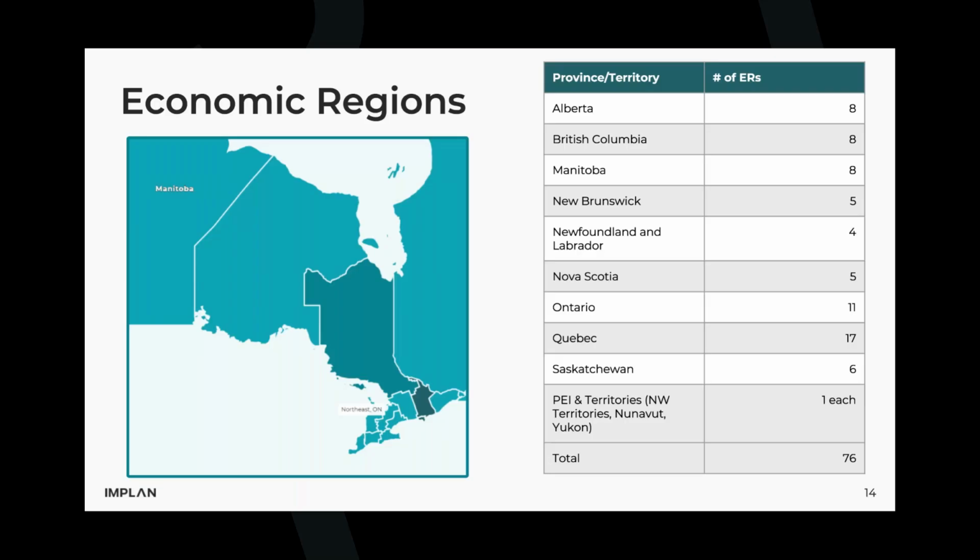Because of the nature of what these economic regions are, and because each Canadian province has its own unique economy, geography, and population, the distribution of these economic regions across the territories and the provinces varies. So we can see here that a province like Quebec has 17 unique economic regions, but the territories only have one economic region each.